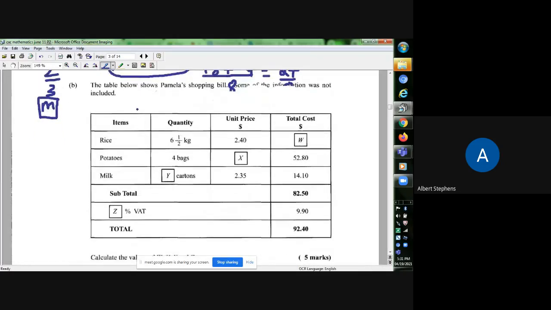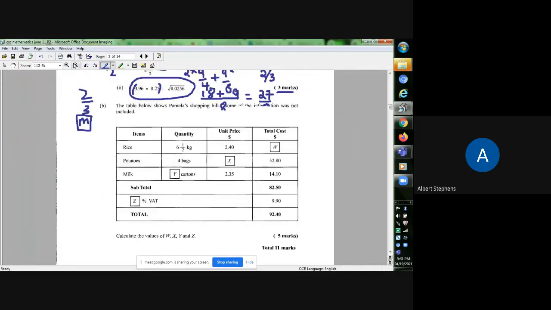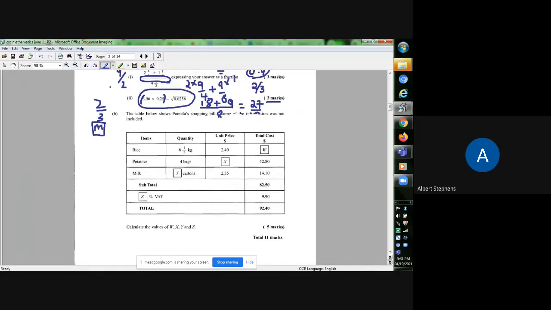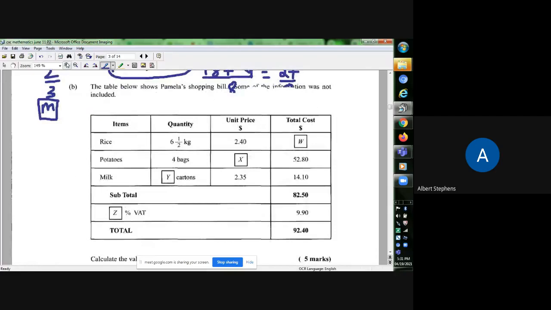All right, so this is the entire question. You're given a shopping list. It says the table below shows Pamela's shopping bill. Some of the information was not included. Calculate the values of W, X, Y, and Z. All right, I'm going to give you 5 minutes to do this question, to give an attempt. I'm going to step away momentarily from the mic.